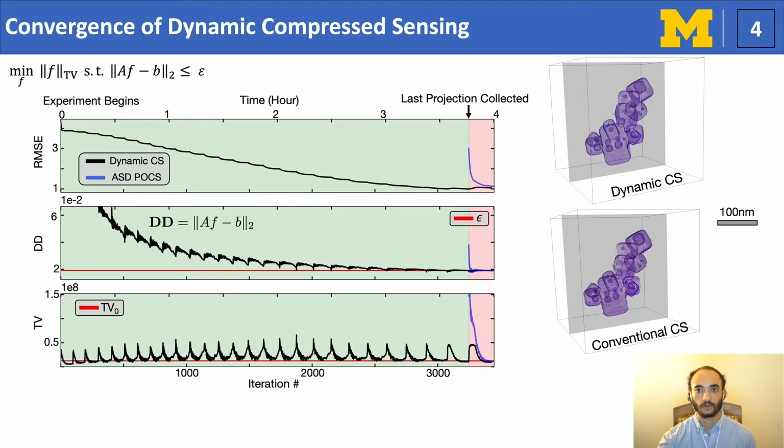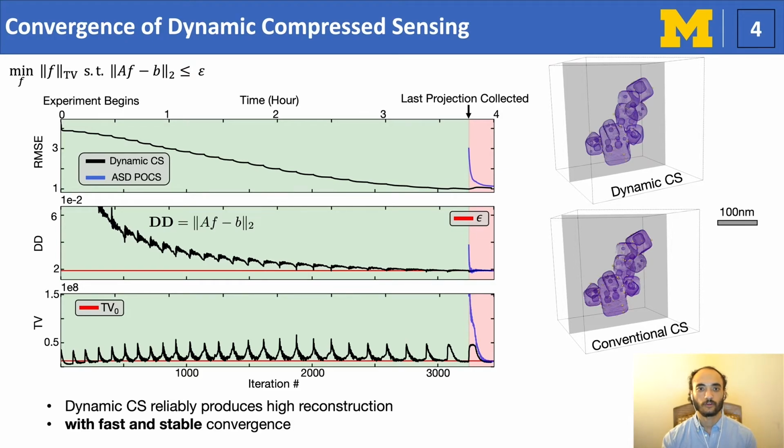Since this is a synthetic object, we can measure the original object's TV, or TV naught. The algorithm is constantly trying to minimize its TV, and the addition of new projections perturbs the object to a higher state. However, our algorithm is able to correctly reweigh the relationship between these two terms to converge to each suitable metastable state.